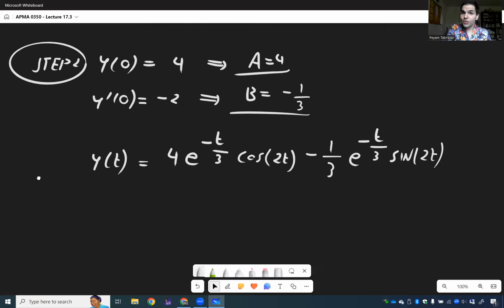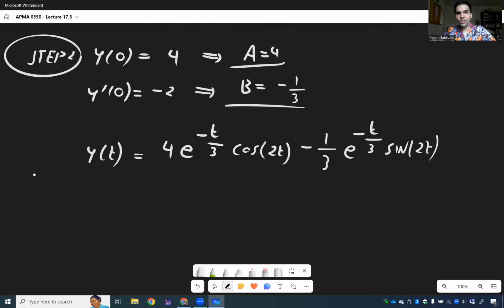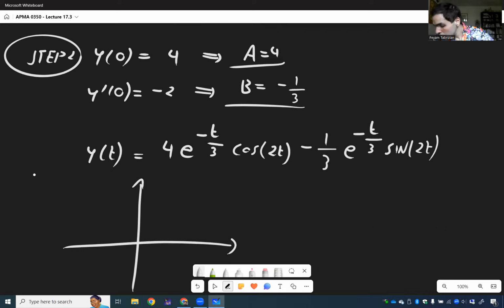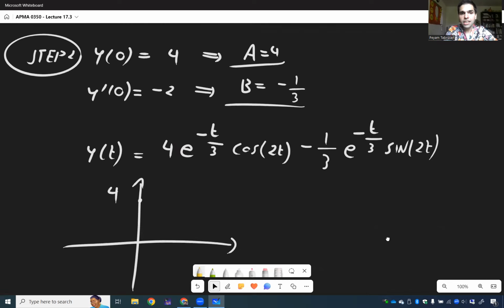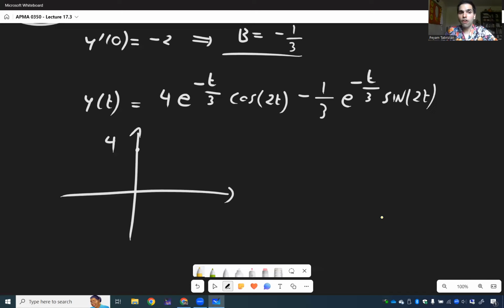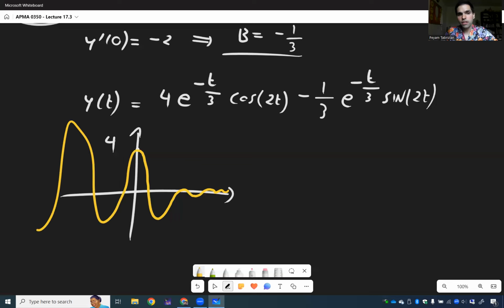Okay, more interestingly, let's see what happens in this case. So in particular, we start at 4. And what's interesting here is the solution literally damps off. So it becomes smaller and smaller in amplitude and kind of goes to 0.